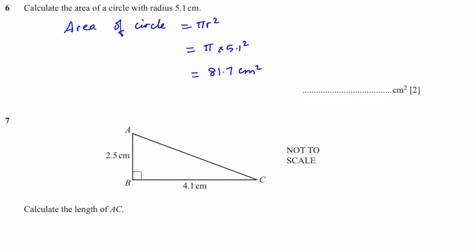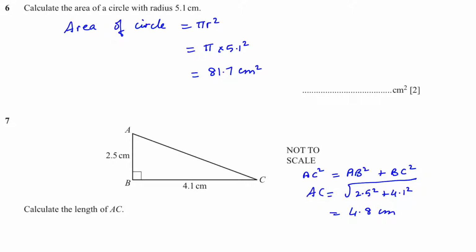Question number 7. We have been given a right angle triangle and we have to calculate the length AC. AC is opposite the right angle, so it is your hypotenuse. So we have to use the Pythagoras theorem. Whatever is the hypotenuse, AC squared is equal to AB squared plus BC squared. Now substitute your AB and BC, and because we want AC, we will take the square root of AB squared plus BC squared, and the answer is 4.8 centimeters.